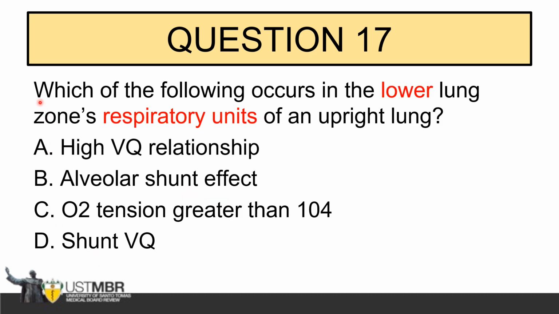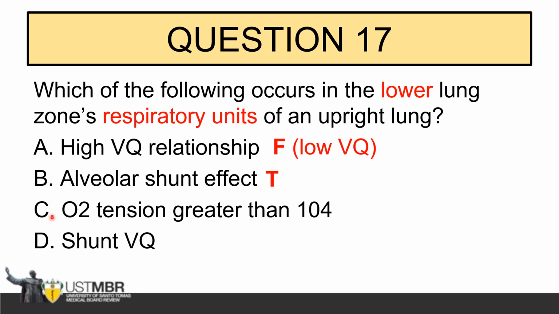Interactive question number 17. Which of the following occurs in the lower zones respiratory unit of an upright lung? High V/Q relationship. We know in the lower lung zone, it has a low V/Q relationship. Okay, that's false. Alveolar shunt effect. Since it is a low V/Q relationship, yes, it can give rise to alveolar shunt effect.